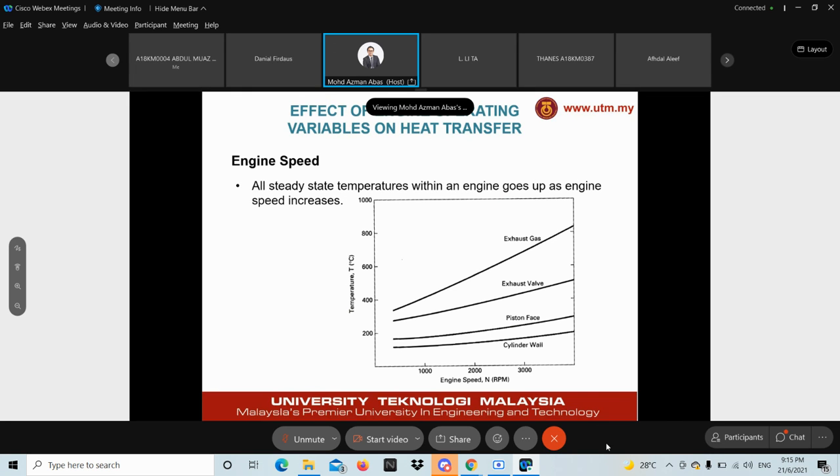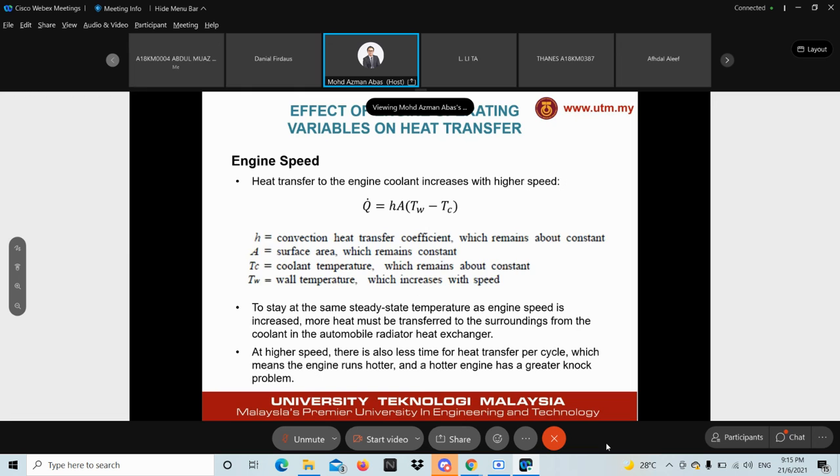So you can see that as the engine speed increases, most of the heat produced increases, but the exhaust gas and exhaust valve have the highest increase compared to other components. Heat transfer to the engine coolant increases with engine speed. This can be measured or calculated using the equation of convection heat transfer coefficient times the surface area times the delta T between the coolant temperature and the wall temperature.